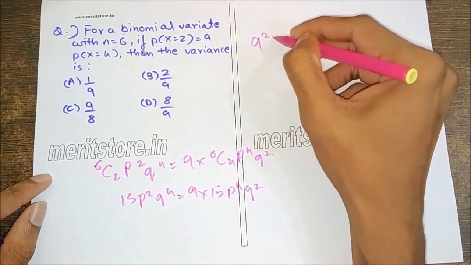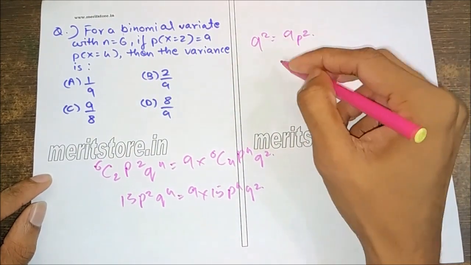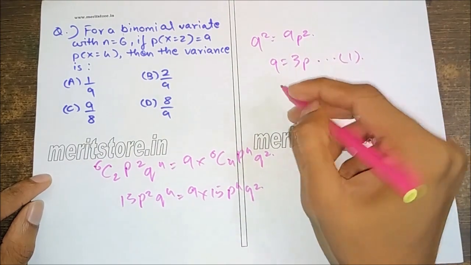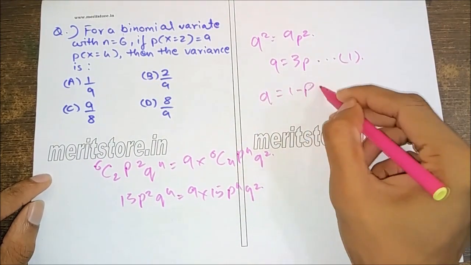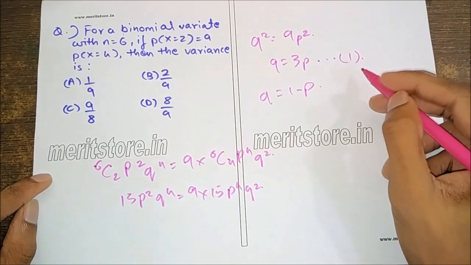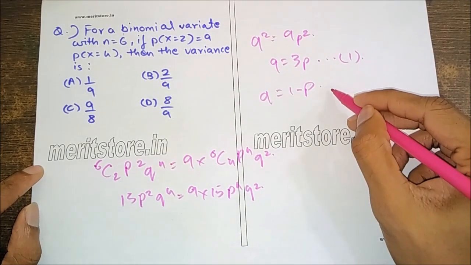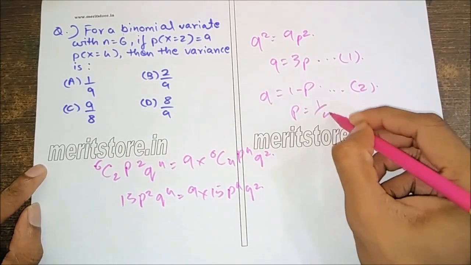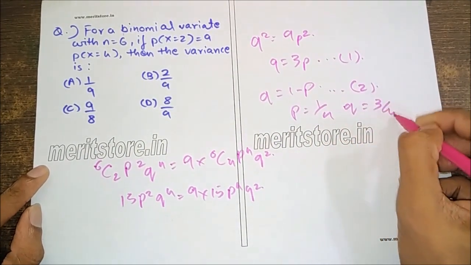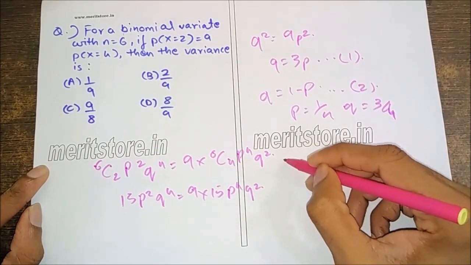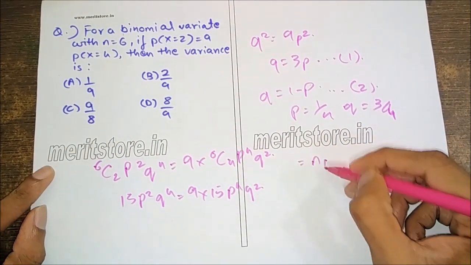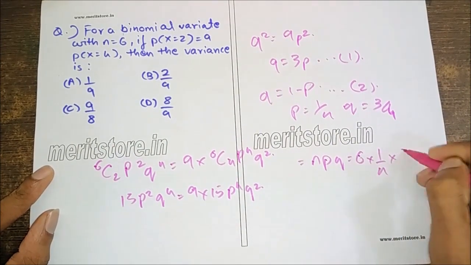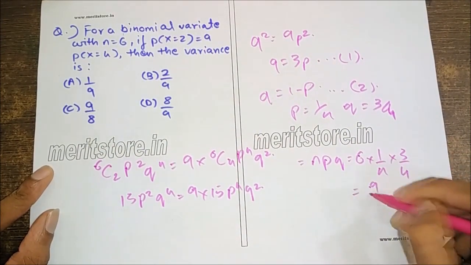Therefore, we get q square is equal to 9 p square, which is q is equal to 3p. Let this be equation 1. So we know q is equal to 1 minus p. Let this be equation 2. So by 1 and 2, we get p is equal to 1 by 4 and q is equal to 3 by 4. So the variance, which is equal to npq, is equal to 6 into 1 by 4 into 3 by 4, which is equal to 9 by 8.